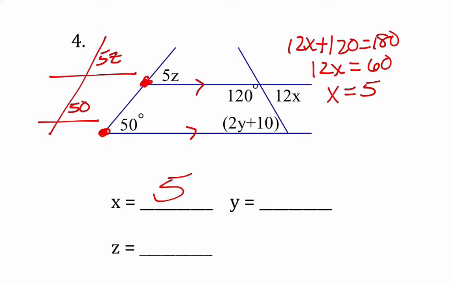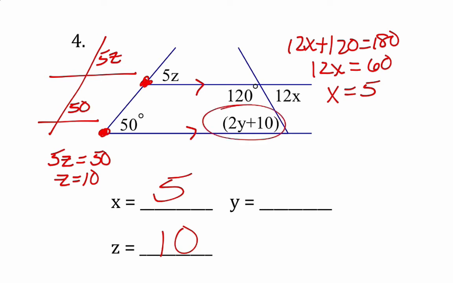Hopefully you're noticing that these are corresponding, and corresponding angles are congruent, but you've got to say 5z is equal to the 50, not just z. So then I divide both sides by 5 and I get z is equal to 10. Now for the 12y plus 10, I've got a couple different options.